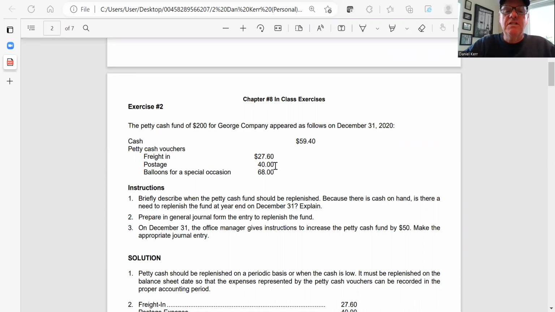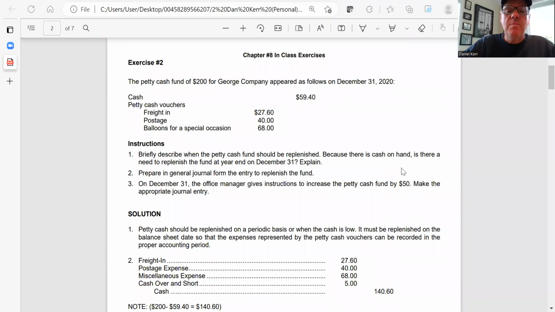And there were various little vouchers and receipts for these individual ticket items. So first question, briefly describe why a petty cash fund should be replenished. Because there is cash on hand, there's a need to replenish the fund at year end.